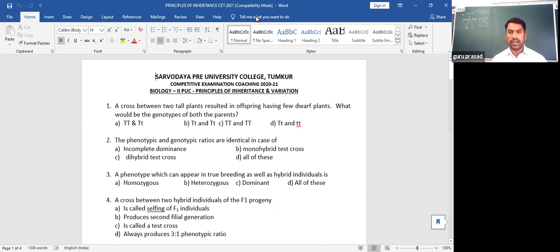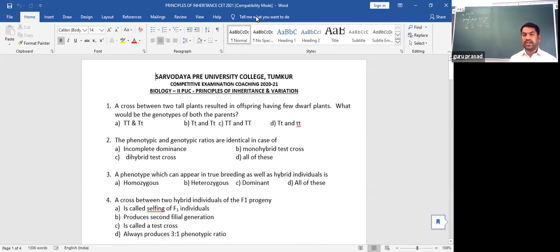Never. As you know already, what is a test cross? A cross between F1 and their parent. Here the cross is between F1 and F1 only. Does it always produce a 3:1 phenotypic ratio? Not necessary. It happens only in the case of a monohybrid cross. If it is a test cross, the phenotypic ratio will be 1:1. So therefore, we cannot consider that.